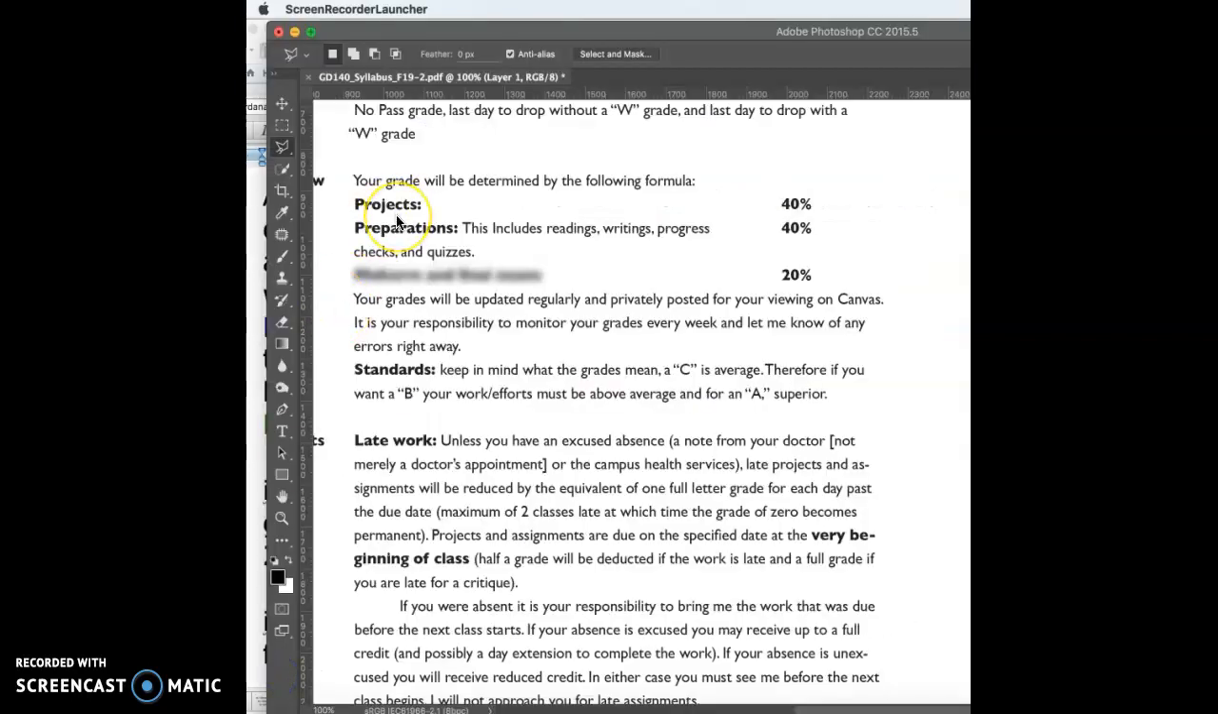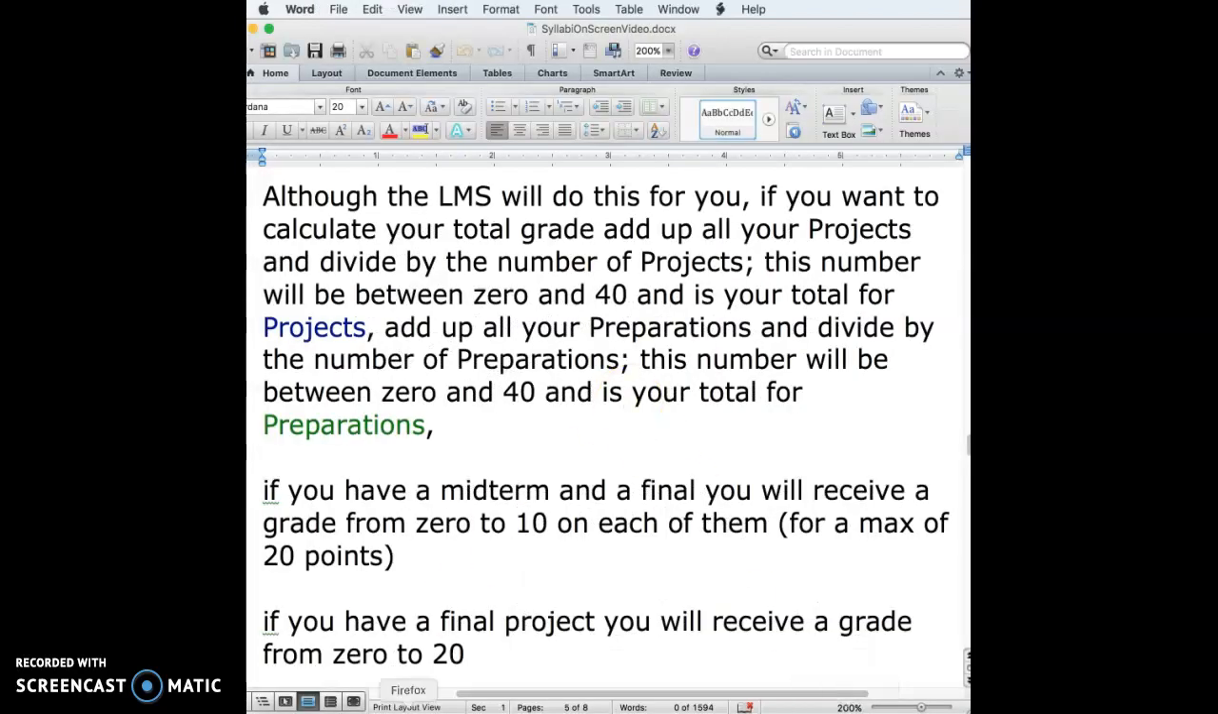When I return a project to you with a grade, to make it easy, if you don't trust the learning management system or you just want to double check, I will grade it based out of 40 points so that you can add this column to this column to this column. Same thing, preparations will be graded out of 40 points. If you have a final project, that will be graded out of 20 points. If you have a midterm and a final, the midterm will be graded out of 10 points, the final out of 10 points, and then you can follow the math that is explained here to manually calculate your grade.